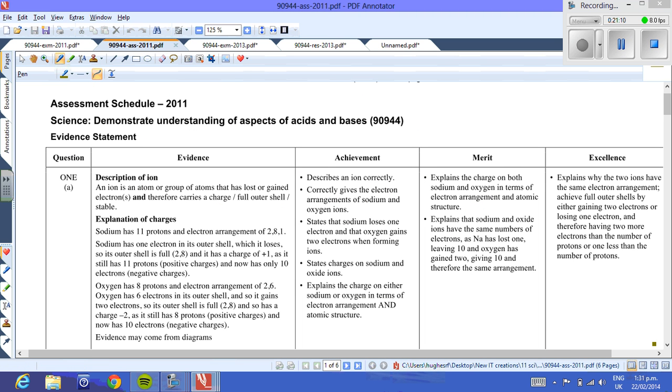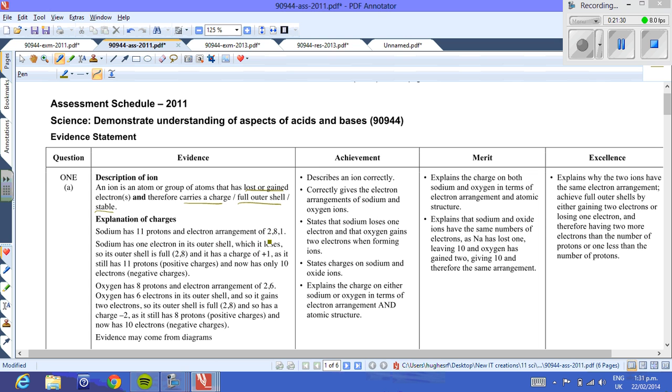This is the 2011 sample answer. Description of an ion: an ion is an atom or group of atoms that has lost or gained electrons and therefore carries a charge, or a full outer shell and stable. So stable, full outer shell needs to be mentioned, and they also carry a charge due to loss or gain of electrons. Explanation of charges.